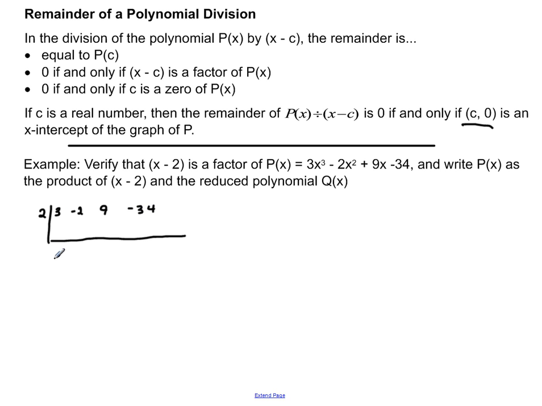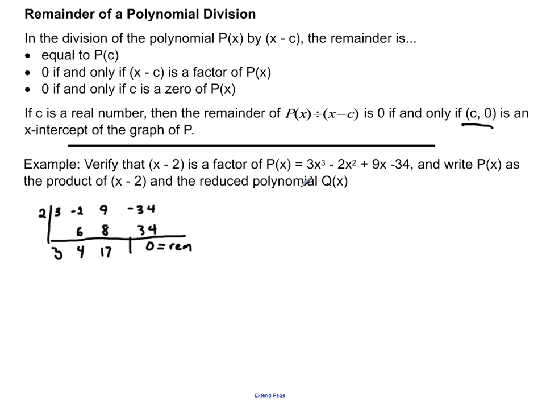If we carry down our leading coefficient of 3, multiply it by 2, add down the column, multiply that by 2, 8, add down the column, 17. 2 times 17 is positive 34, and our remainder is 0. So what does this mean to us?